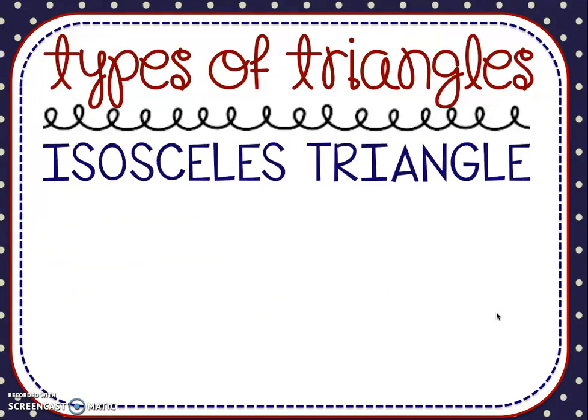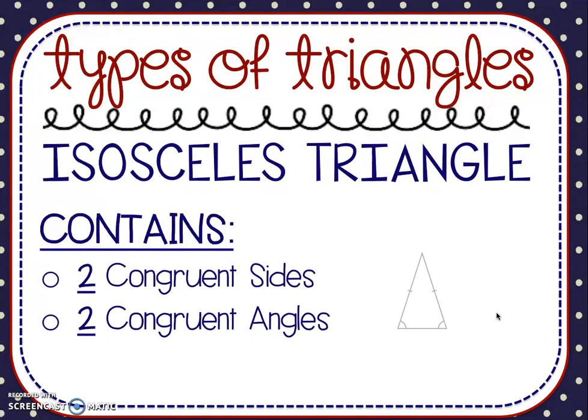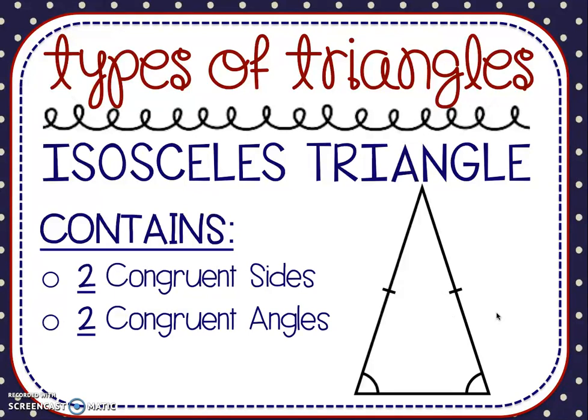Okay, we're also going to talk about isosceles triangles, and an isosceles triangle contains two congruent sides and two congruent angles. When we look at this triangle, it shows us that the base angles are exactly the same. They are congruent, and this side is congruent to this side. And again, we know that with the little tick marks there.